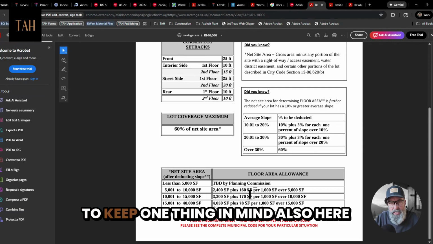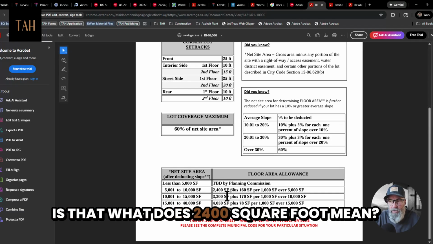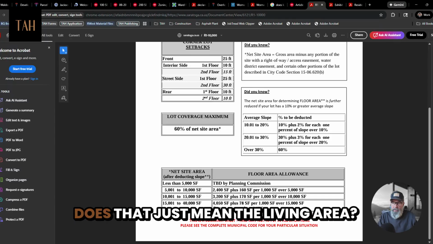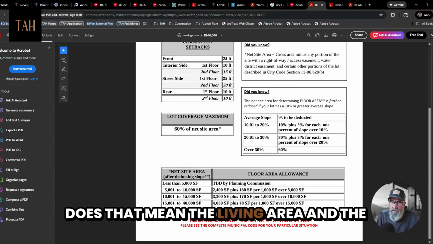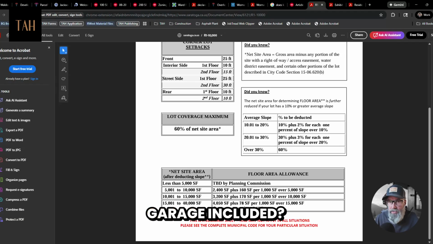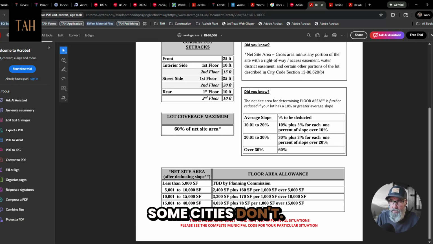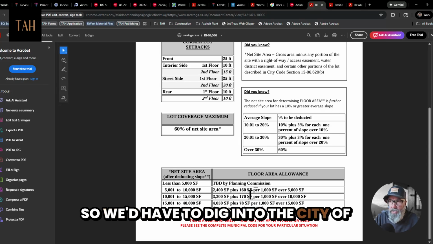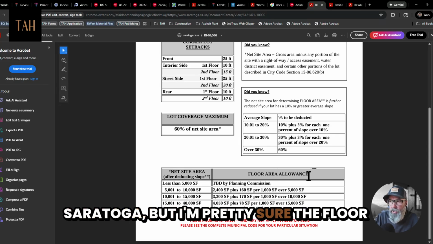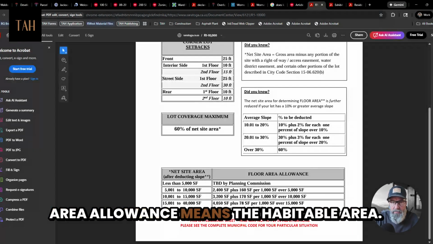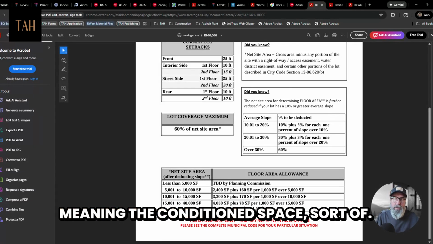Now, I want you to keep one thing in mind also here, and that is, what does 2,400 square foot mean? Does that just mean the living area? Does that mean the living area and the garage included? Some cities include it all together, some cities don't. So we'd have to dig into the city of Saratoga, but I'm pretty sure the floor area allowance means the habitable area, meaning the conditioned space, sort of.